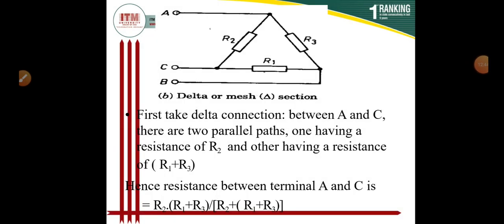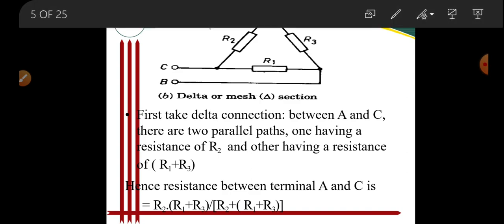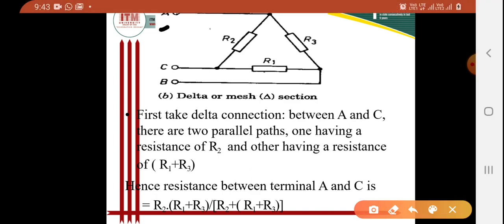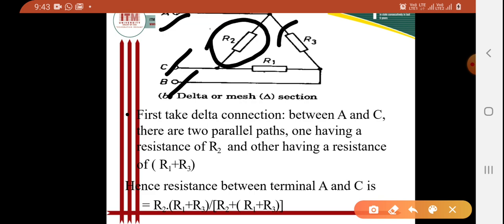So in this connection, this is our terminal A, this is our terminal C, and this is our terminal P. And this is our resistance R2, this is our resistance R3, and this is our resistance R1. So three resistances are connected here, and the connection is delta.